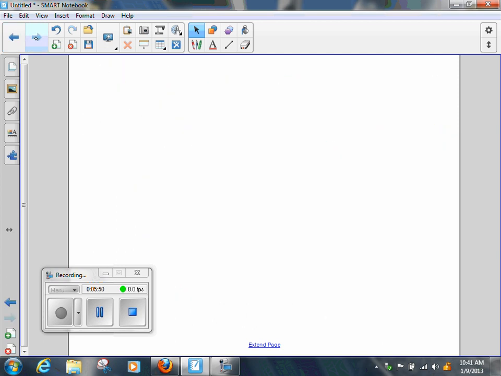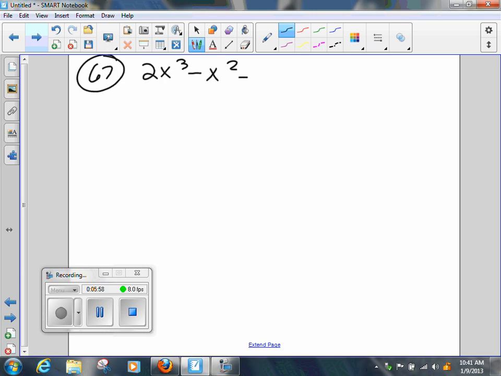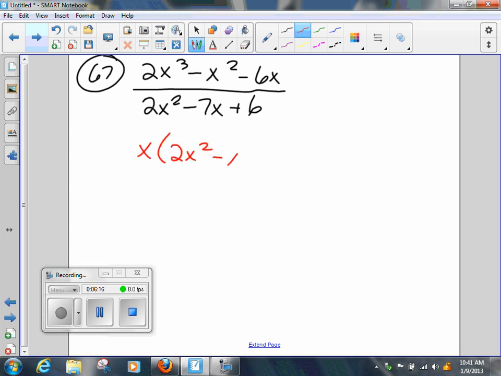Let's look what else is 67. Let's look at this one. 67. 2x cubed minus x squared minus 6x over 2x squared minus 7x plus 6. All right. What's the first thing we factor out always? GCF. What's the GCF of the numerator, folks? X times 2x squared minus x minus 6. And then what is up with that right there? I've got a 2 as my leading coefficient. I've got a 6. Too much thinking for me. I'm going to slide and divide my denominator. And I'm going to write it over here.